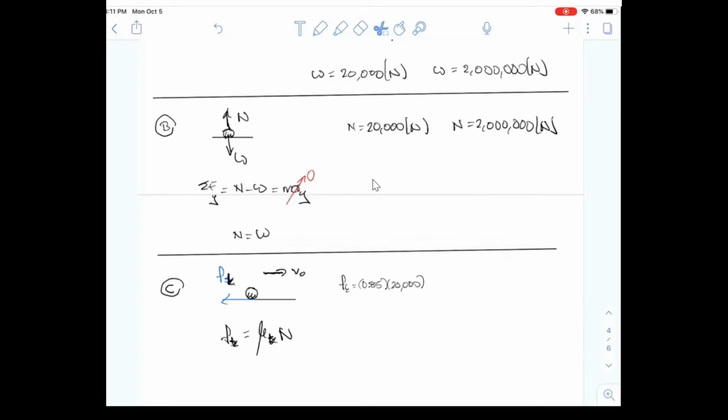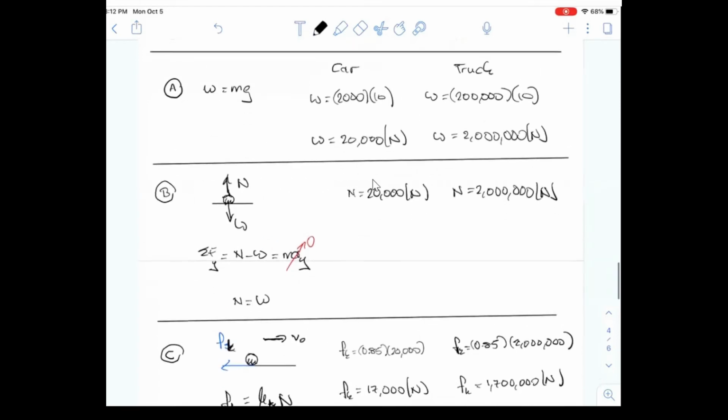All right, so the kinetic frictional force, that's for the car, and here's for the truck. It's gonna be 0.85 times 2 million. All right, so okay, guys, run the numbers. Give me the number for this one. What is it? 17,000 for the car. Give yourself 5 points. All right, so we got 17,000 here, and then for the truck, is it 1,700,000, right? Yeah. All right, give yourself 5 points for that one as well.